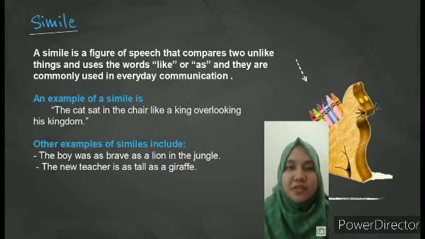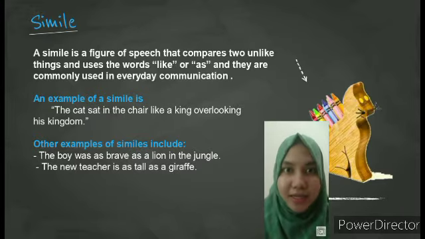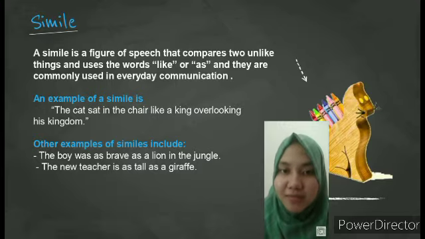Okay, this is the first type of figurative language: simile. A simile is a figure of speech that compares two unlike things and uses the words like or as. They are commonly used in everyday communication. A simile is used with the aim of sparking an interesting connection in the reader's mind.